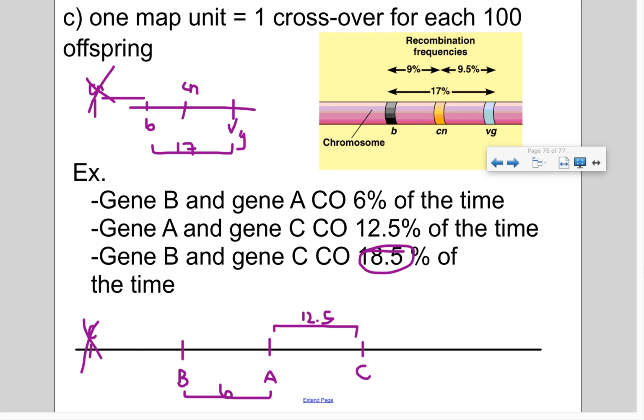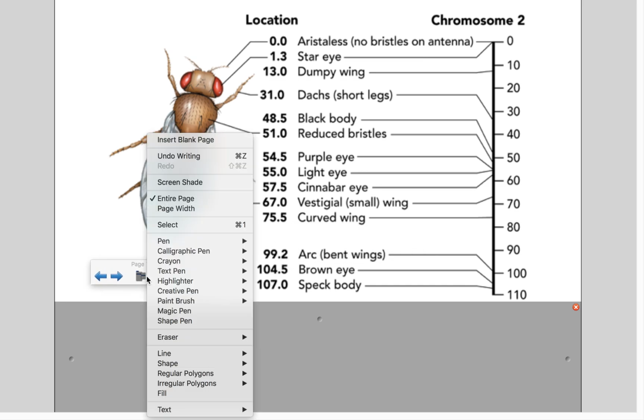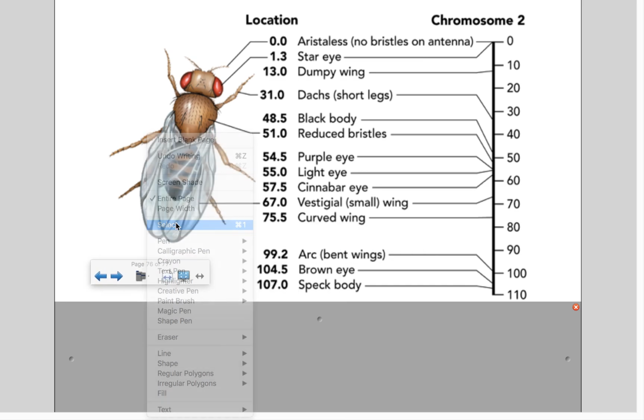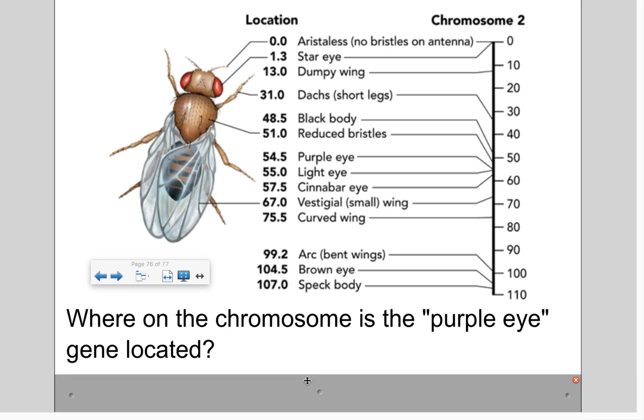Okay, they're not that hard. So I think the ones they give you in the book are simple. So this is an example just showing that they've actually mapped the genes out. Okay. So question for you, where in the chromosome is the purple eye gene located? All right, hopefully you look, 54.5. That's it.